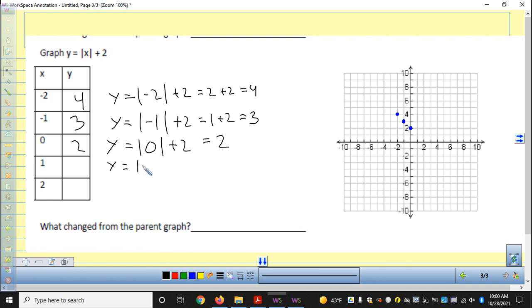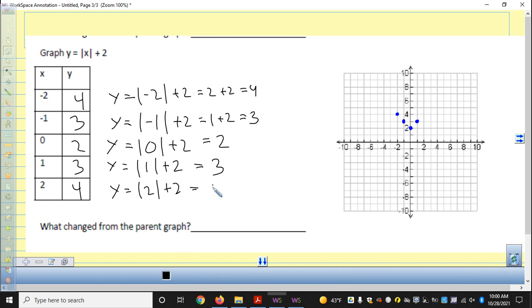Here, y equals the absolute value of 1 plus 2, which is 3. So I get a point at 1, 3. And here I get y equals the absolute value of 2 plus 2, which is 4. So I get a point at 2, 4.